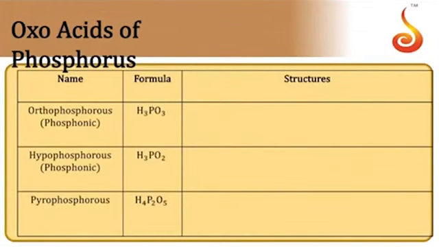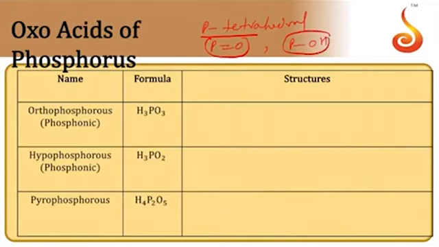Then the structures of the oxoacids of phosphorus. Here, in all the structures, phosphorus is tetrahedrally bonded. Each phosphorus contains one P double bond O and at least one P-OH group, and depending upon the formula, it can have one P-H group also. So phosphorus is tetrahedral in all the structures here. Let us see the structures.